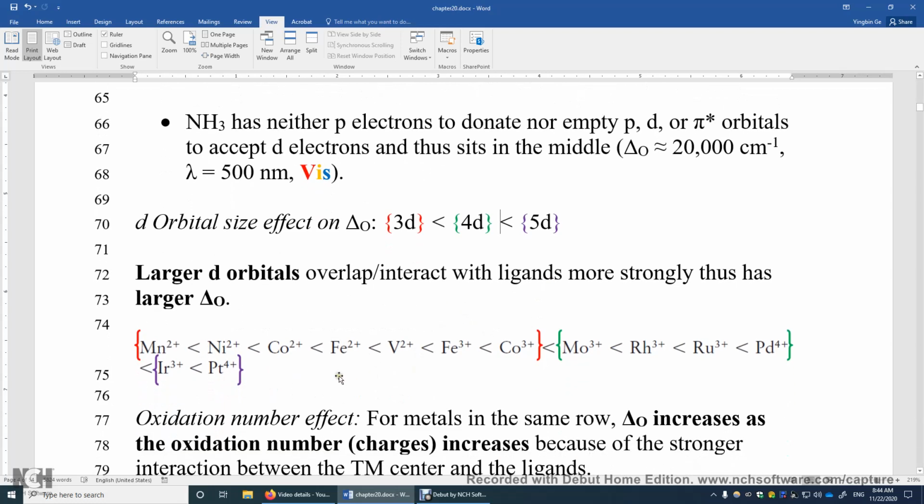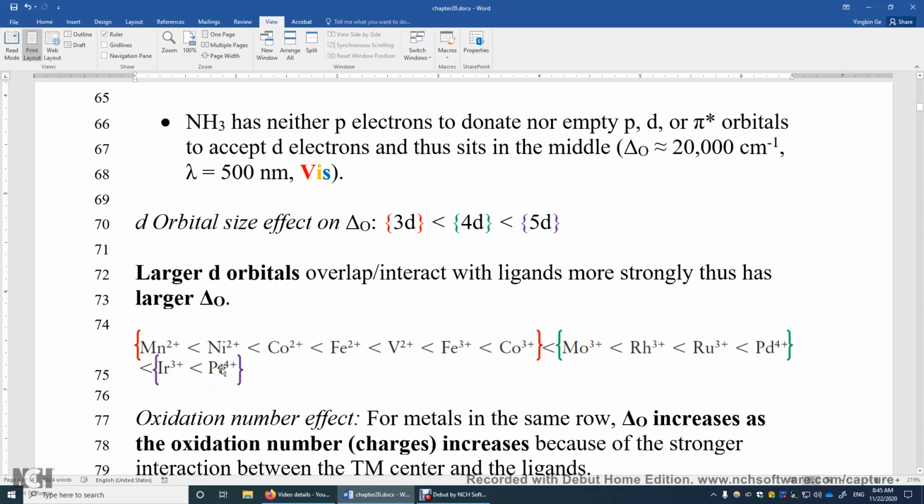Now let me give you a series here. You can see some of those transition metal centers are enclosed in this red curly parentheses. Some are in green, some are in purple. So I want you to look at the periodic table, and you will realize those transition metals in the red curly parentheses are all 3D elements. Within this green curly parentheses, these four are 4D elements. And these two are 5D, right? So again, these two will have the largest delta O because their 5D orbitals are more diffuse. They can reach further. They overlap with the ligands more than the 4D or 3D elements.